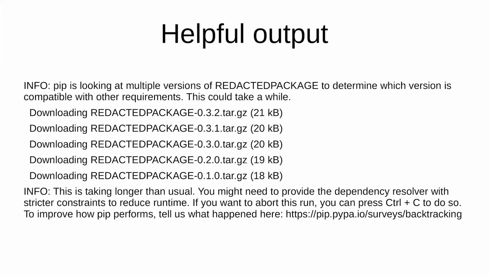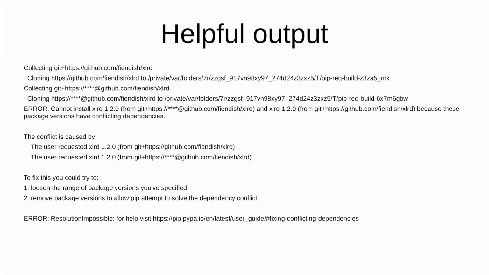It tells you, hey, pip is now looking at multiple versions of this package. And if we're trying to determine what's compatible, this is taking longer than usual. You might need to provide the dependency resolver with stricter constraints. Here's what you could do. Or in another situation, we'll tell you, hey, this dependency conflict is caused by these two things. And here are some things you could do. This is an error called resolution impossible. And you could visit this particular documentation page, which we made just for this situation.